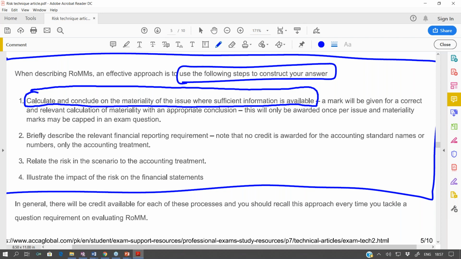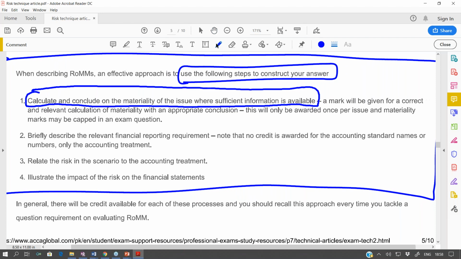Then after that, the examiner says a mark will be given for a correct and relevant calculation of materiality with an appropriate conclusion. So if you calculate the materiality and you conclude on the materiality, the examiner is saying you will get 1 mark for this.